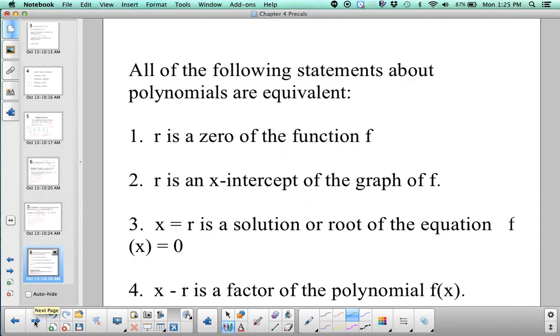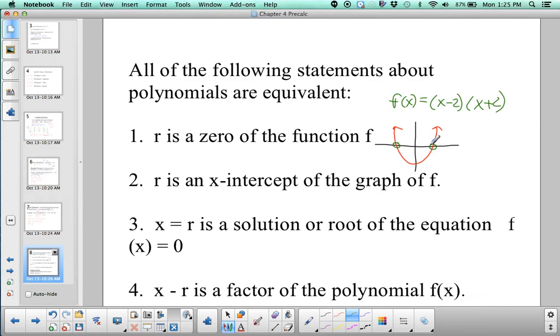And now for the last step, all of the following statements about polynomials are equivalent. To understand these a little better, let's look at a polynomial. F of x is equal to x minus 2 times x plus 2. As we know, if we sketch the graph of this, it would look something like this. And those are the significant points that we're talking about.